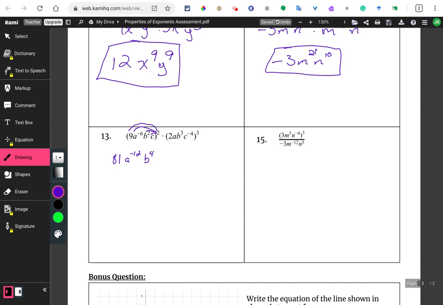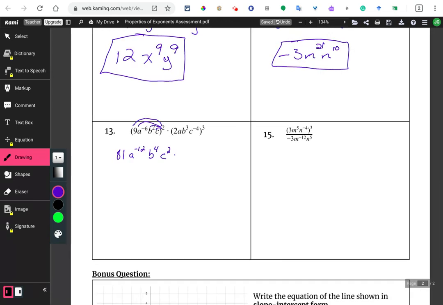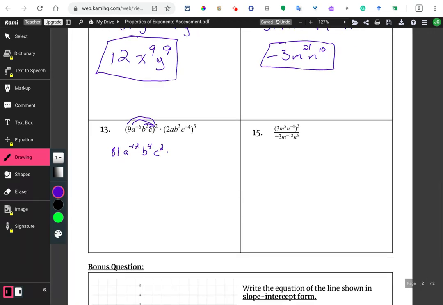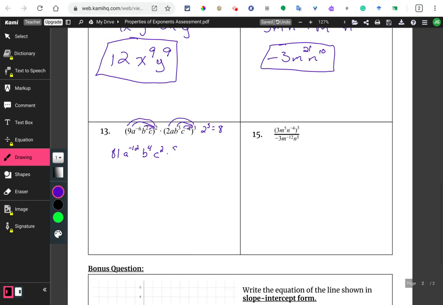C, right, squared times, now I got it. Sorry. Okay. So 2 to the third power actually equals 8. So we're going to have 8 a to the third, b 3 times 3 is 9, c 4 times 3 is, oh, is that a negative? That's a negative 12, I think.